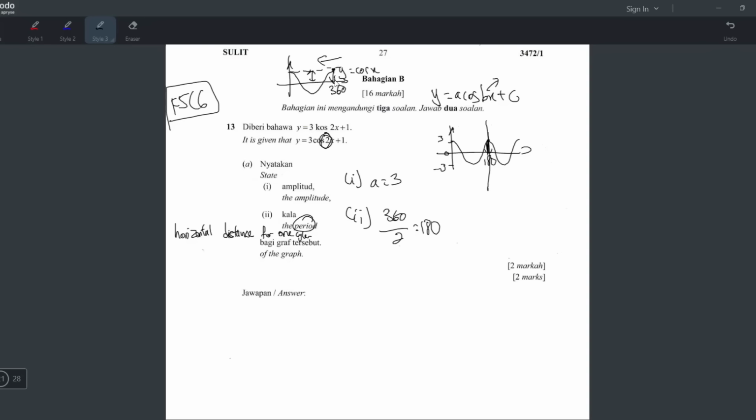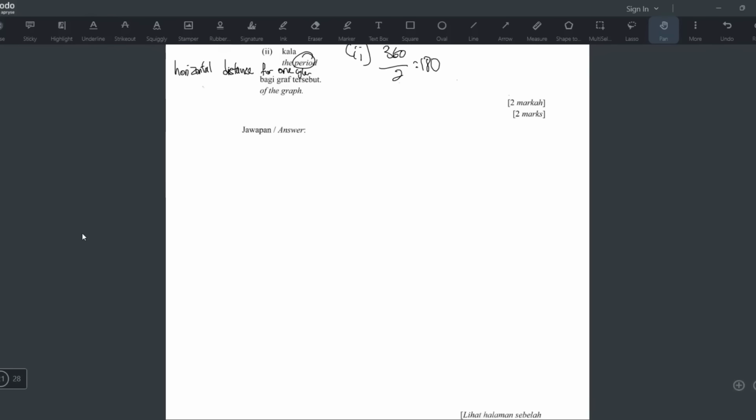So instead of ending at 360, now one cos graph ends at 180. That's why the period is 180. Okay, so that's the formula to find the period. Just take 360 divided by the value of B. Hope you understand.